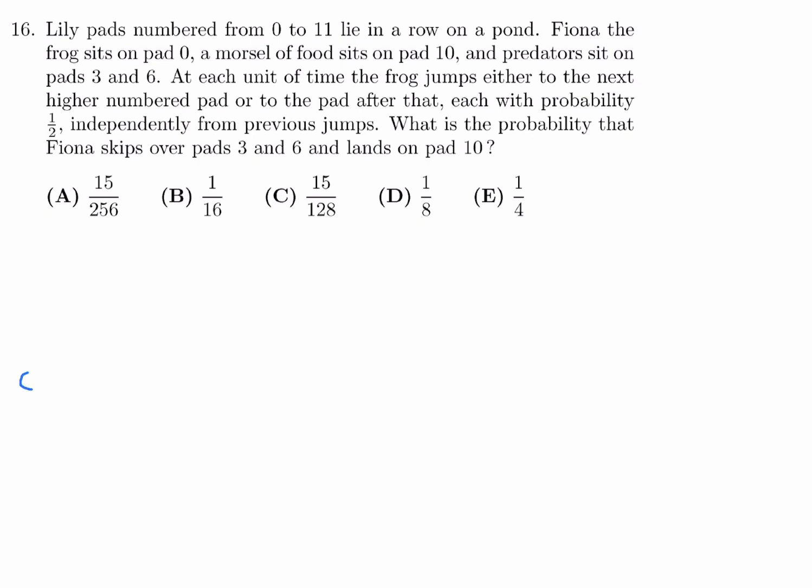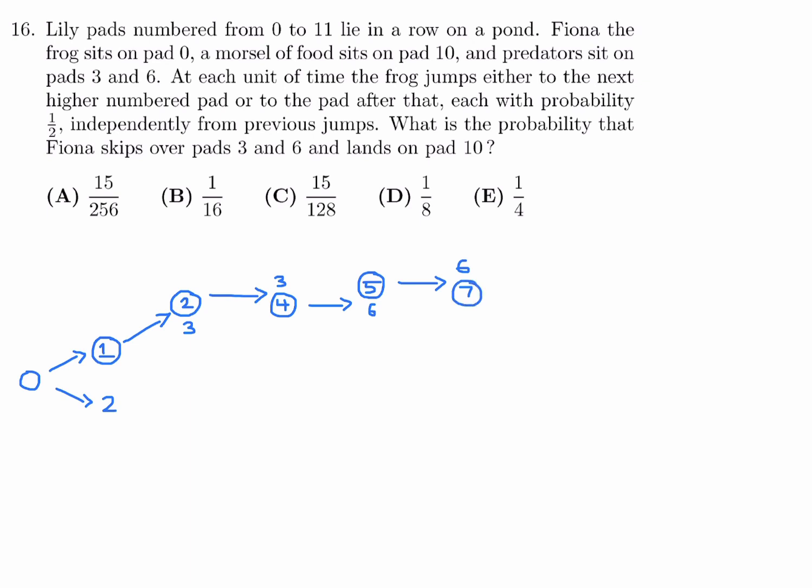We are starting at pad 0, and from there we can go to pad either 1 or 2. So far we are fine. From pad 1 we can go to either pad 2 or 3. So 3 is no good, so I'm going to circle the ones that are good, because 3 has a predator. Okay, so from 2 we can move forward. We can go either to pad 3 or 4. 4 is where we want to be. We don't want to be on 3. From 4 we can go to either pad 5 or 6. 6 is no good because that has a predator. Then from pad 5 we can go to either 6 or 7. 6 is no good. 7 is where we want to be.